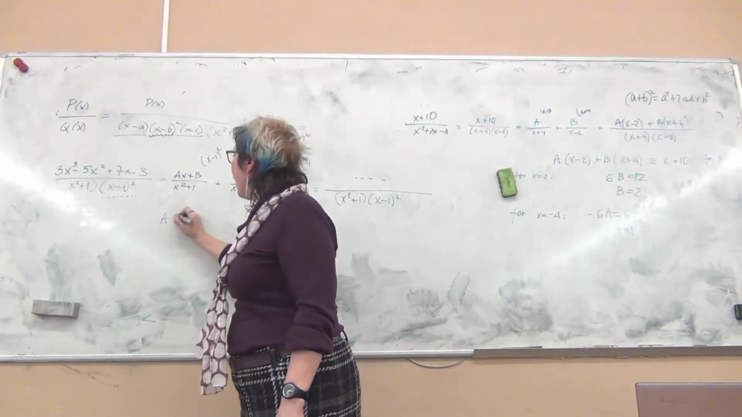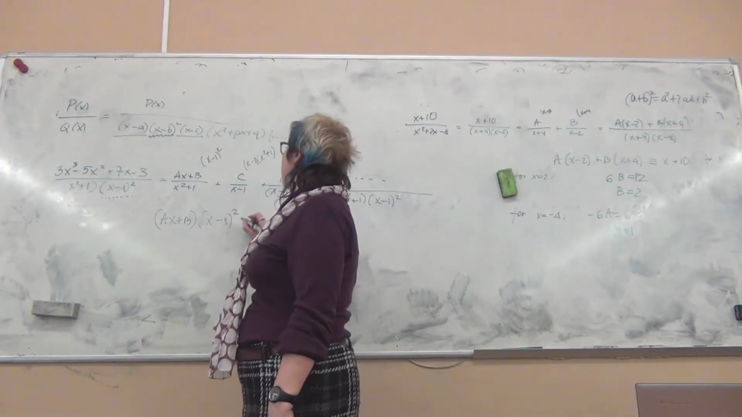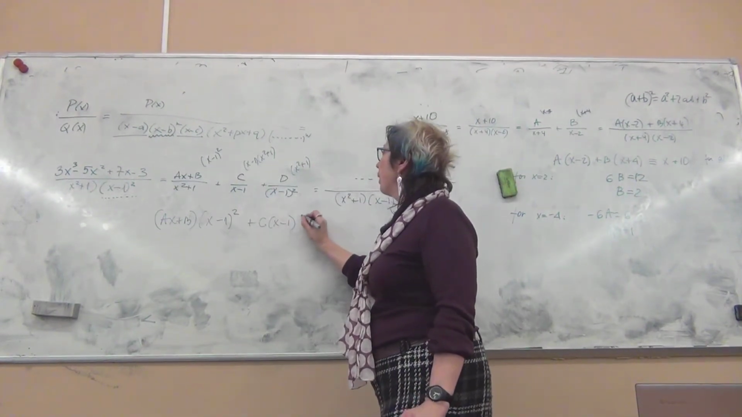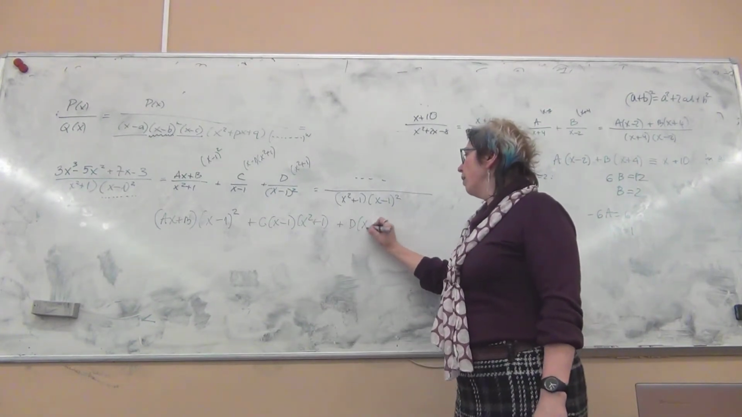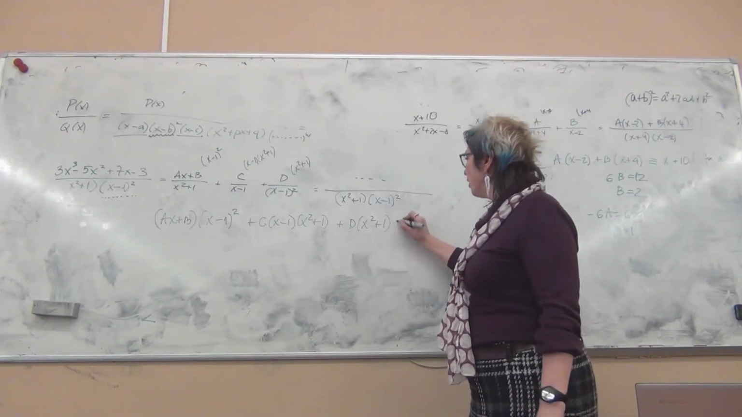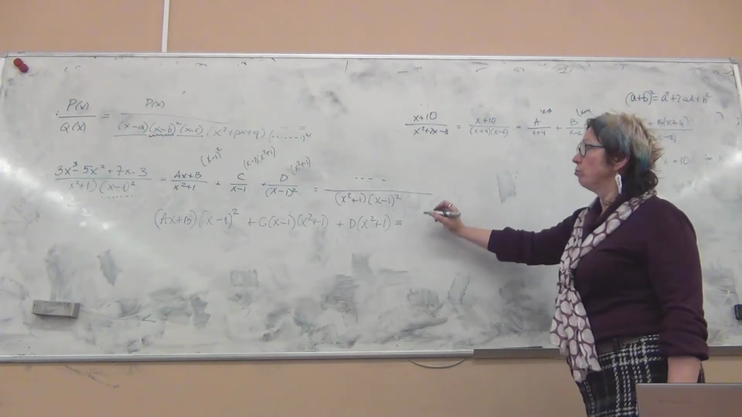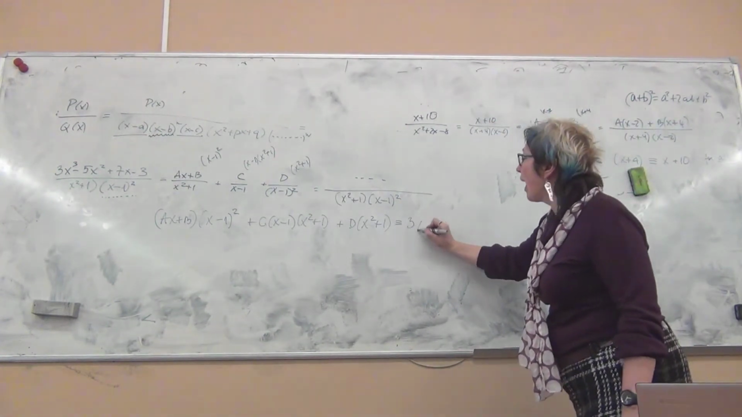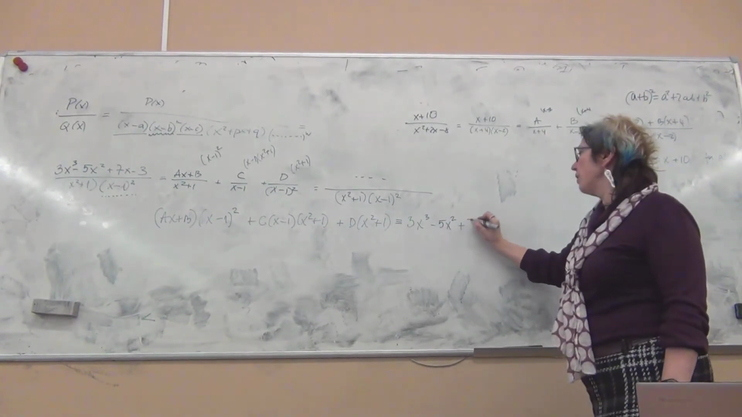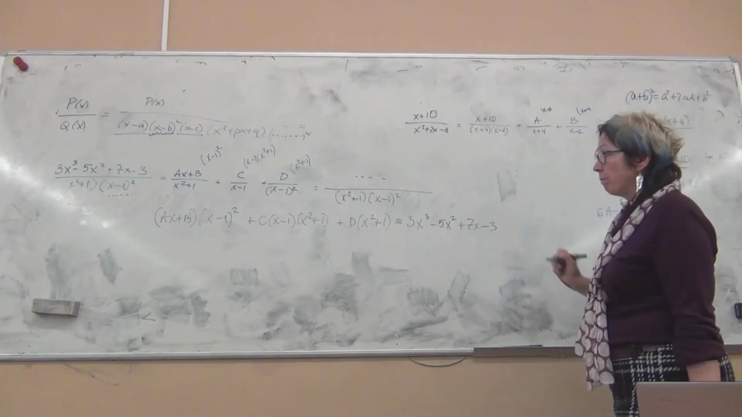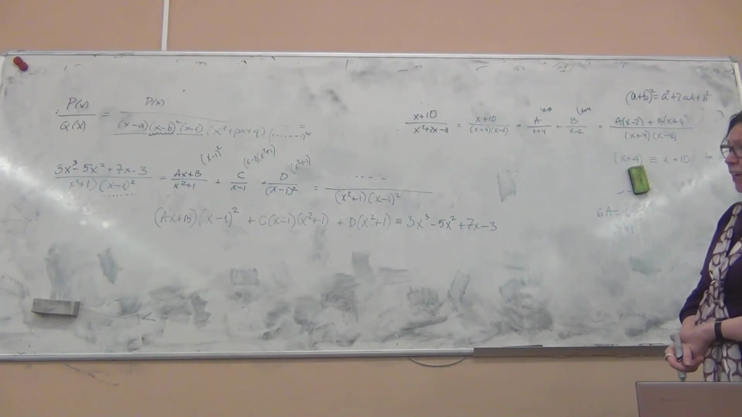So we have (ax plus b) times (x minus 1) squared plus c times (x minus 1)(x squared plus 1) plus d times (x squared plus 1), and it has to be identical to 3x cubed minus 5x squared plus 7x minus 3. Now this is long. But we can do some things.